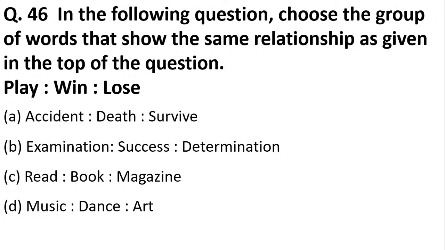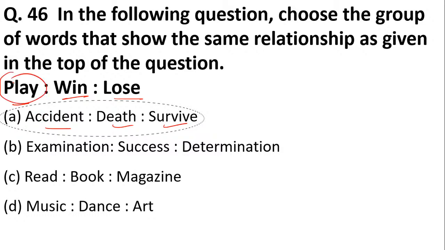In the following question, choose the group of words that have the same relationship as given at the top of the question. Play is to win is to lose. If you play, you will either win or lose. So here, if you look at the options, the right answer will directly be visible: God forbid, but if by chance you get into any accident, you might even die or you might survive. There are two possibilities of one.